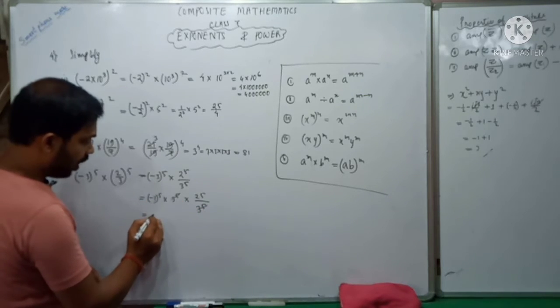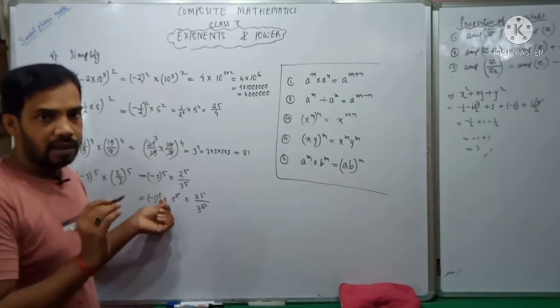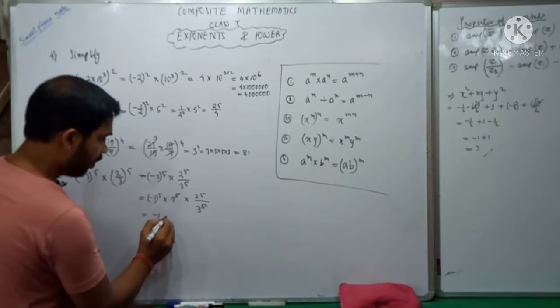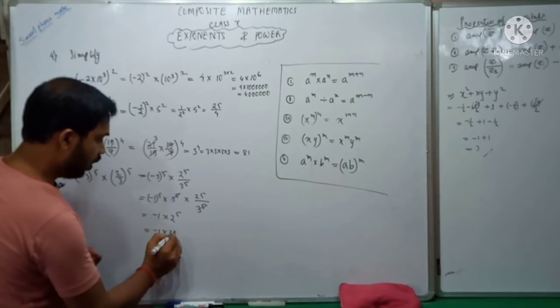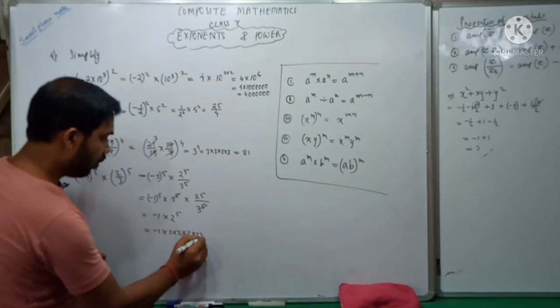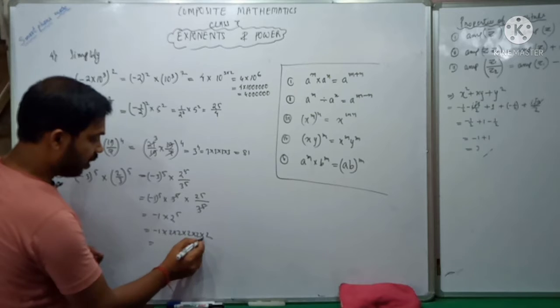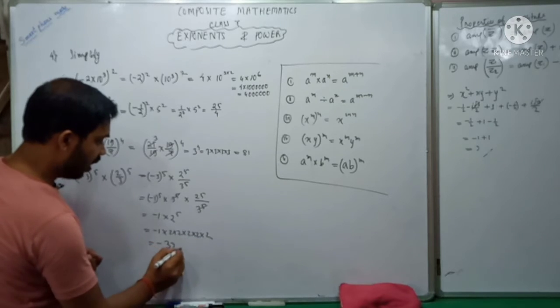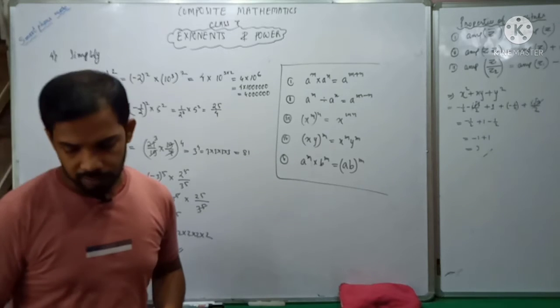Now minus 1 whole power 5 is minus 1, because the power is odd, so the result will be negative, into 2 power 5. So minus 1 into 2 into 2 into 2 into 2 into 2. So you see 2 2s are 4, 4 2s are 8, 8 2s are 16, 16 2s are 32. So it is minus 32. This is our result. So we have completed question number 4. Okay.